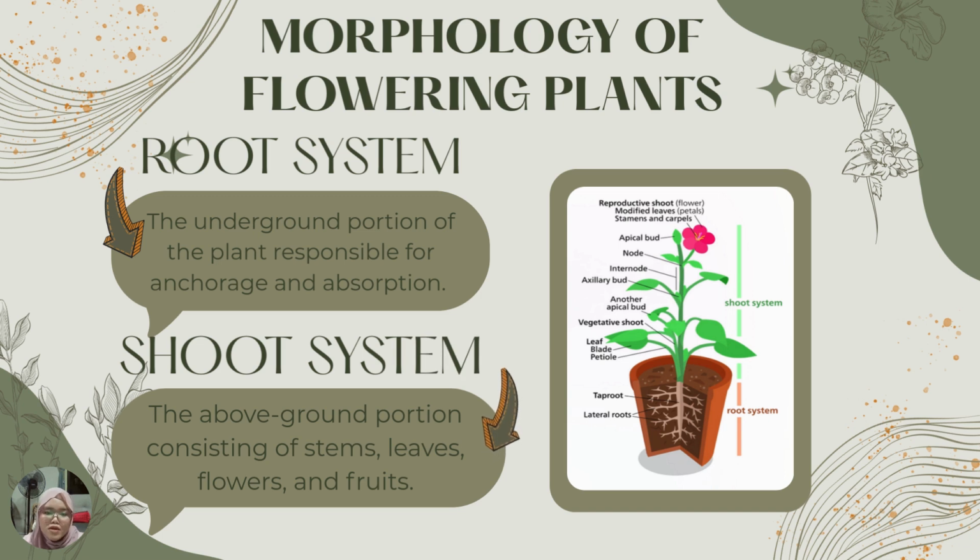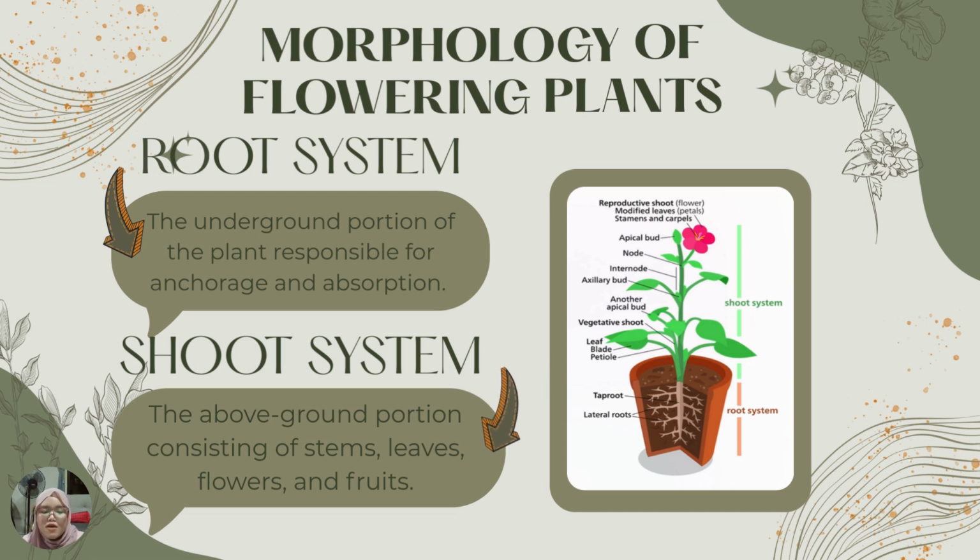Morphology of flowering plants. Root system: the underground portion of the plant responsible for anchorage and absorption. Shoot system: the above-ground portion consisting of stems, leaves, flowers, and fruits.